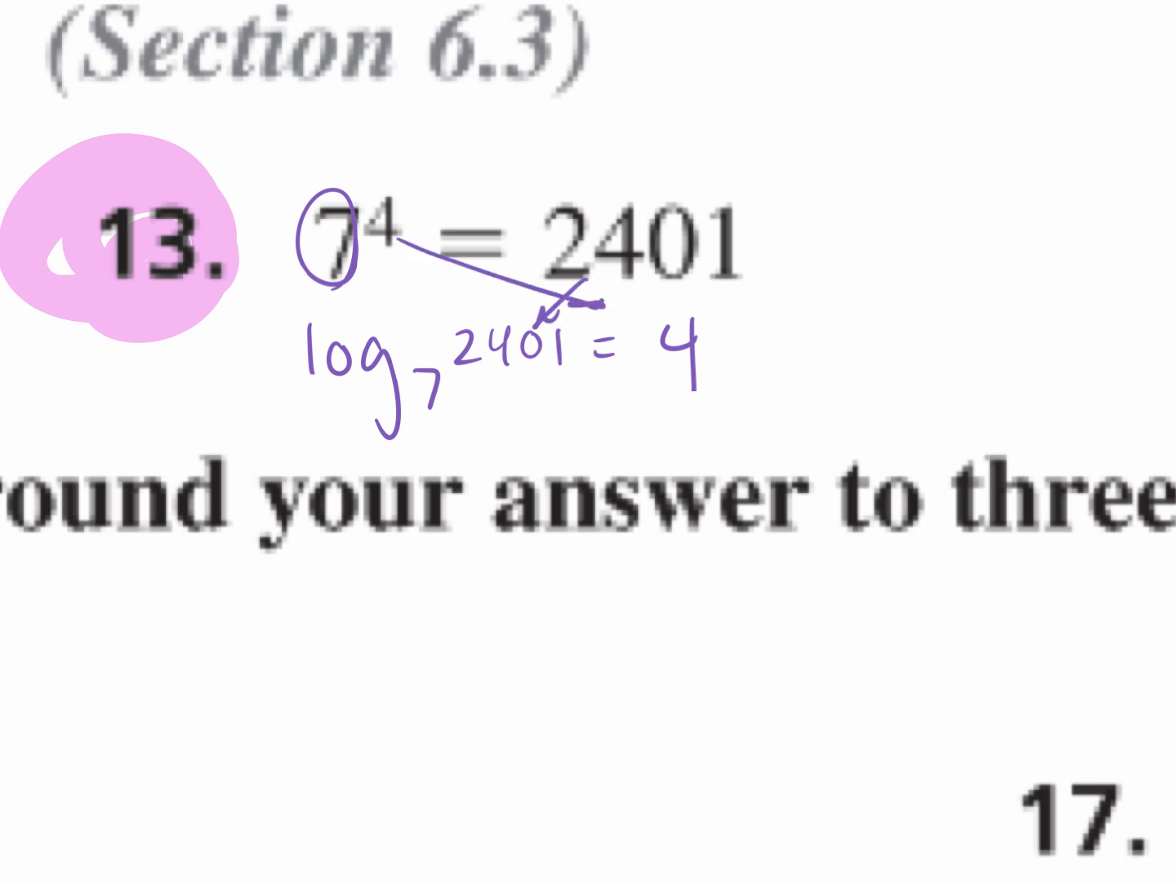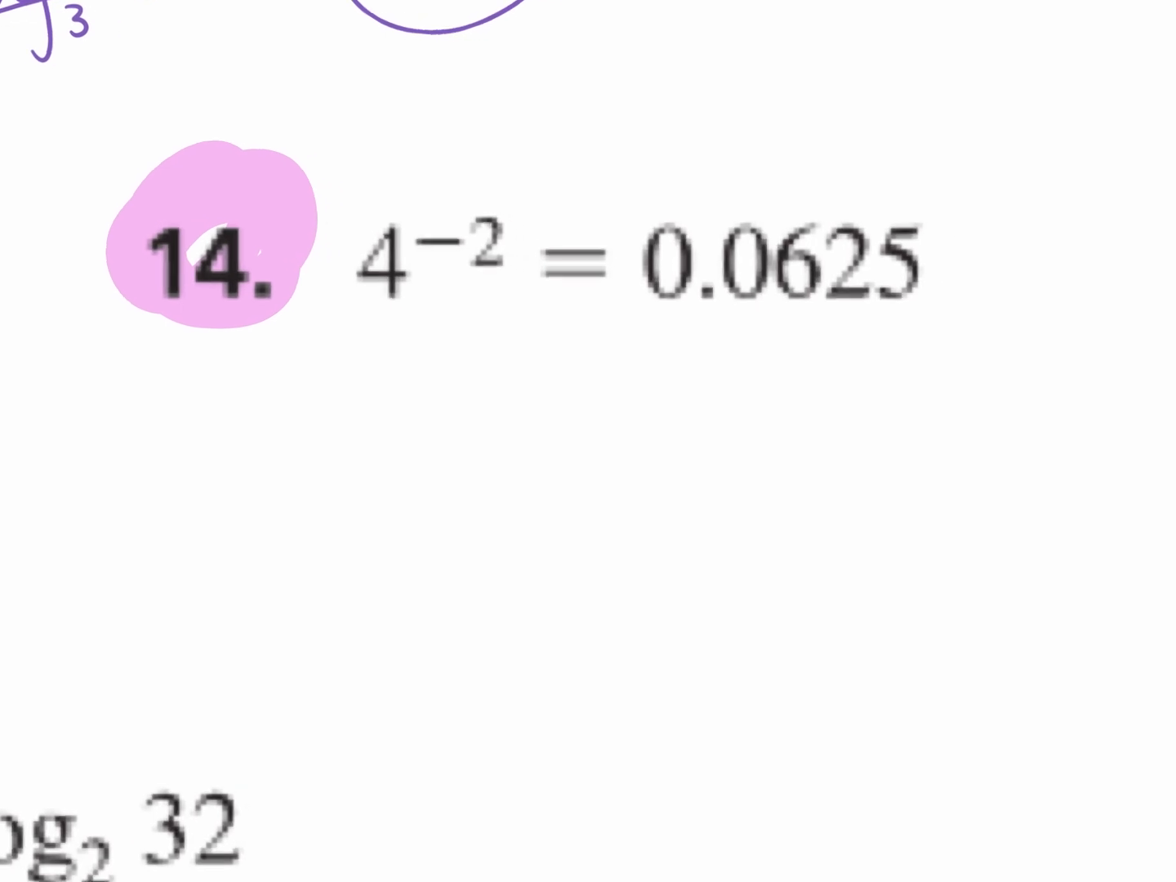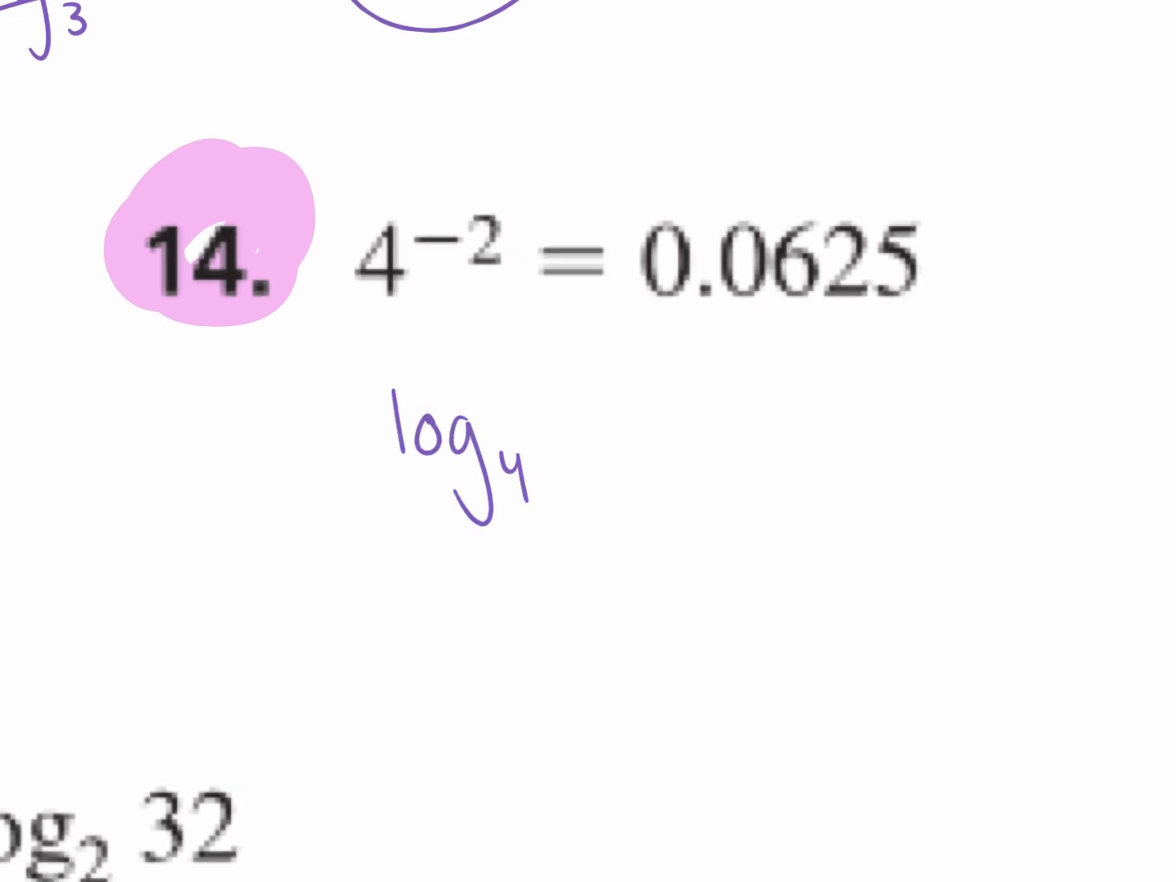All right, and 14. So we're putting it into log form. So start with log. What would come next? Of is equal to negative 2. Awesome. You just switch the position there.